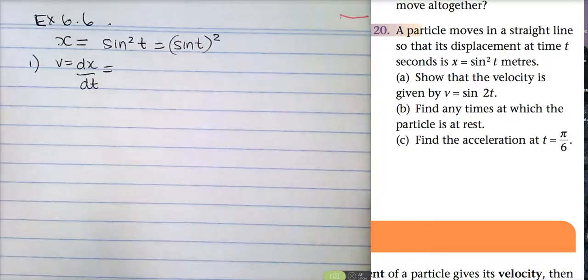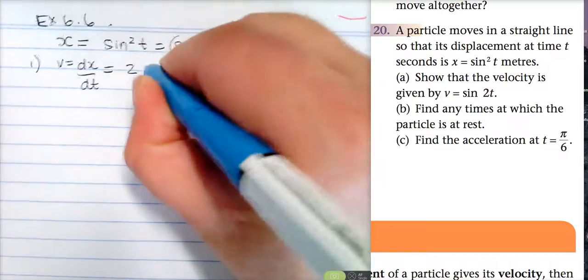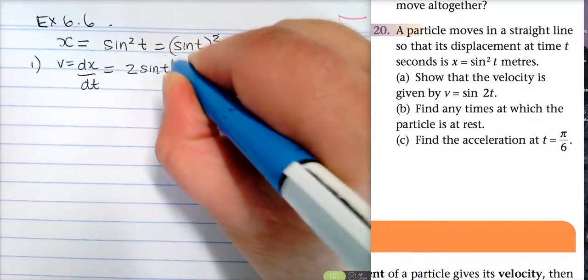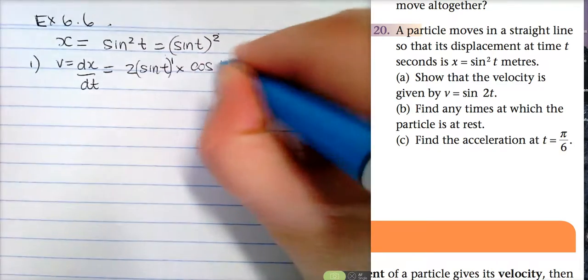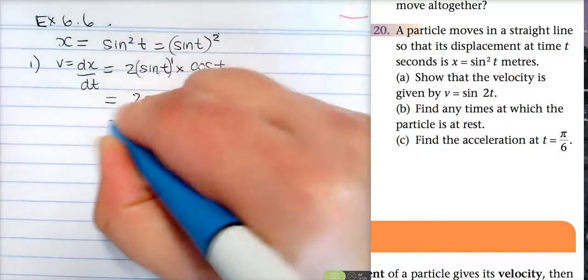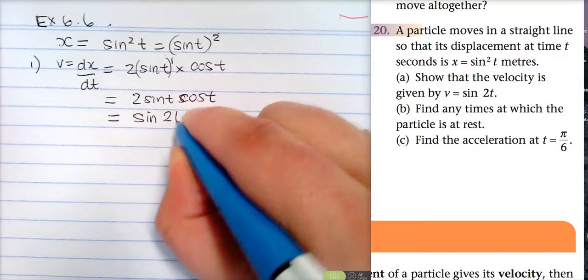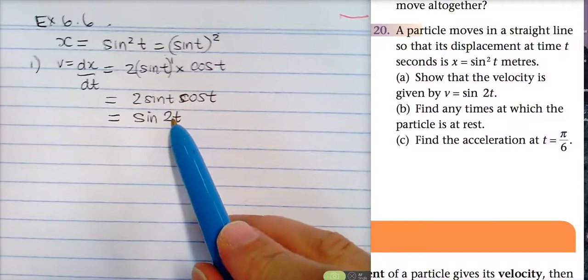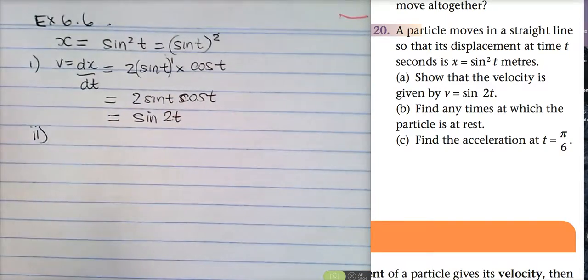Therefore, v, which is dx dt, is, what do you do with this 2? Bring it to the front, write out what's inside, drop the power by 1, times it by the derivative of what's inside, cos t. What's 2 sine t cos t? It's the double angle result for sine. So it's sine 2t. That's the 3-unit part of it. Knowing that 2 sine t cos t is sine 2t. That's the extension 1 part of it. That was part A of the question.